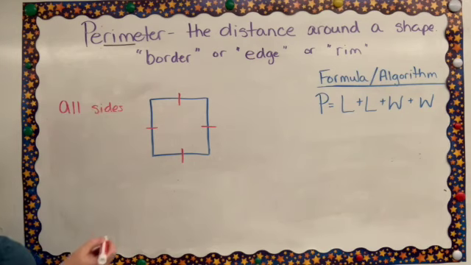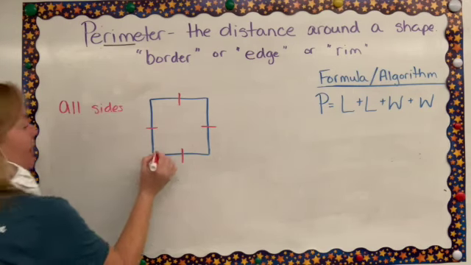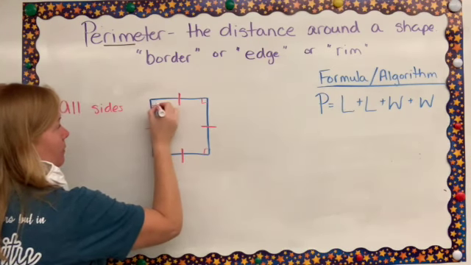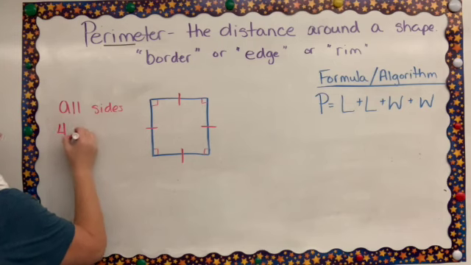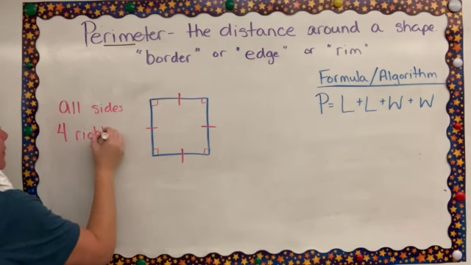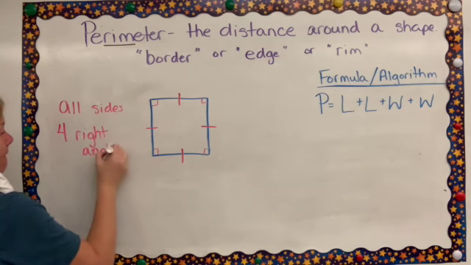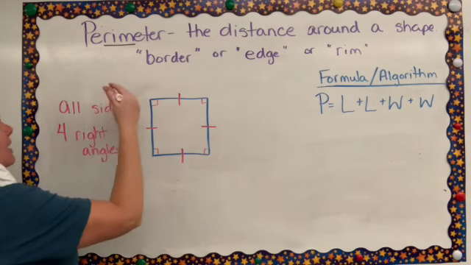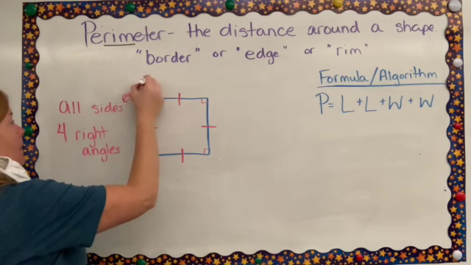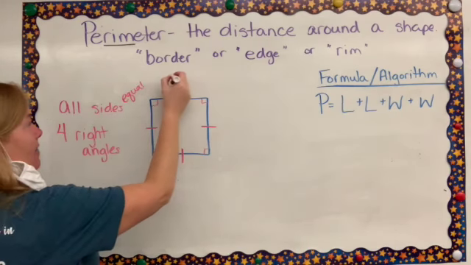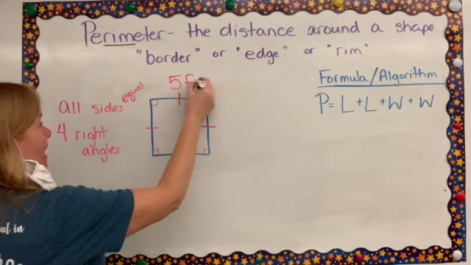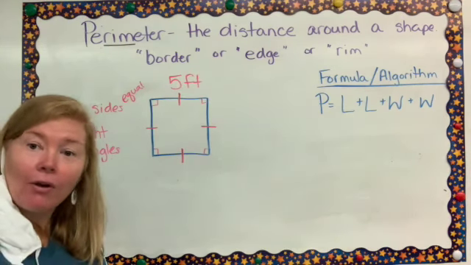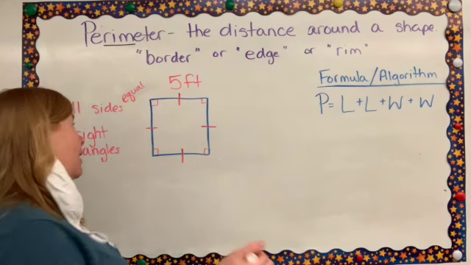What else do we know? Perfect. We know that we have 4 right angles, right? What else do we know? Nice. We know that since all sides are equal, whatever this one is, and this one just so happens to be 5 feet, if that's 5 feet, what do we know about all the other sides? Yeah, they're all 5 feet.